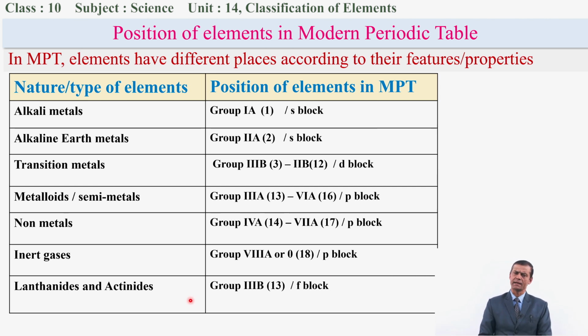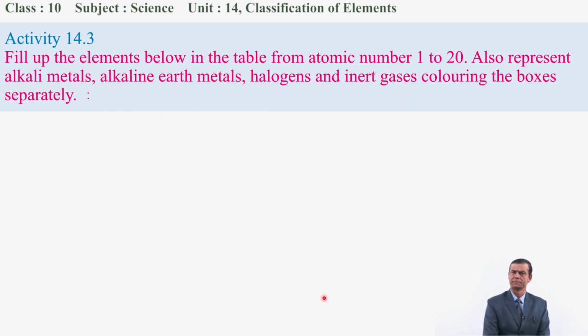Lanthanides and actinides all lie in group 3B elements, isn't it? And they are located in the F block element. Group 3B, that is group 13. Yes, these are the main features of the periodic table.